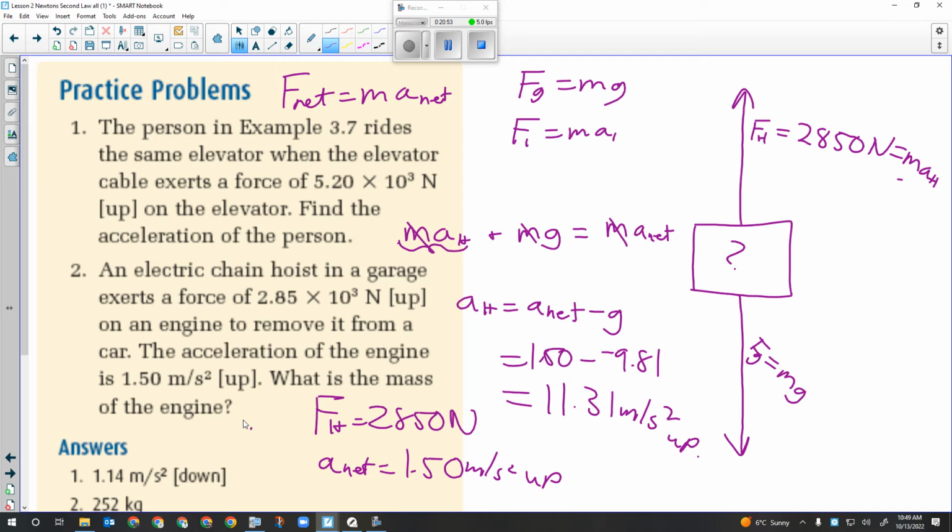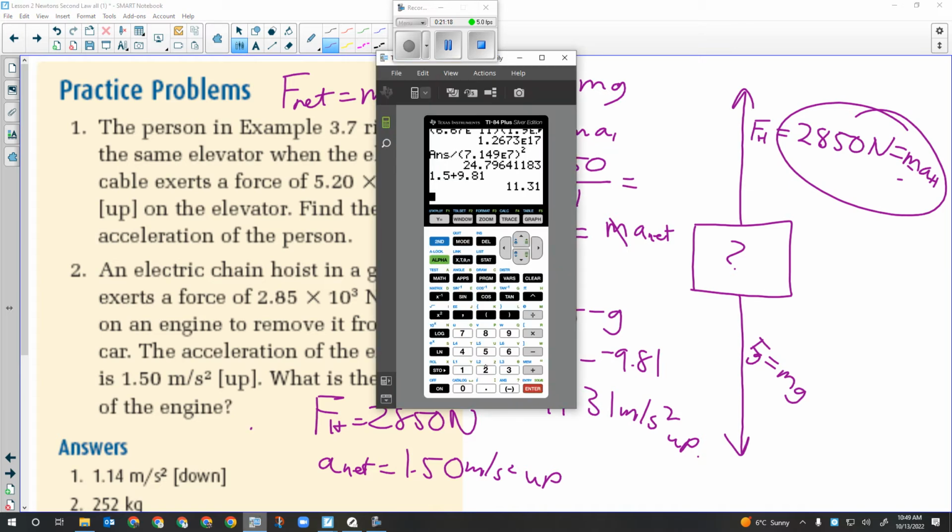So now that I know this, I can go back up to this formula. I know the acceleration of the hoist because I just calculated it using differential acceleration, and I know the force of the hoist. So now I can solve for mass. I'm going to take the force of the hoist and divide by the acceleration the hoist would produce. 252 kilograms. So that's over 500 pounds, actually closer to 600 pounds.